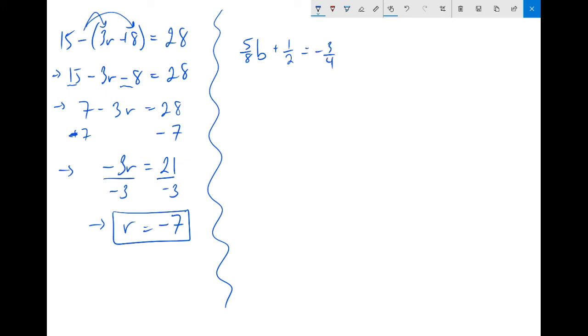Yeah? Okay, well, this one has a whole bunch of fractions. So how do we knock out all these fractions? What do we need to give it? What does it need? The least common denominator. You have a multiple of all the denominators. So what do we got here? We got 8, a 2, and a 4. What's the LCD there? 8.